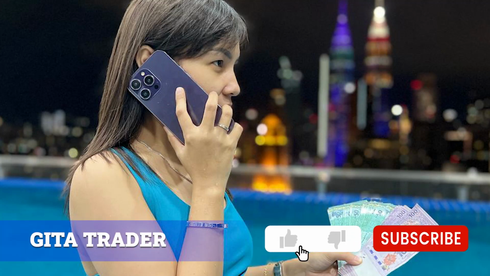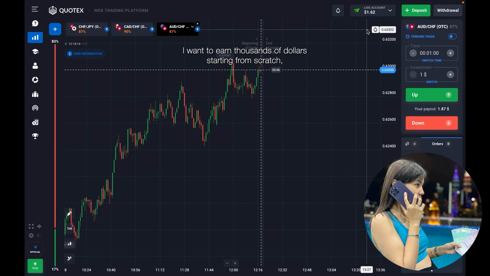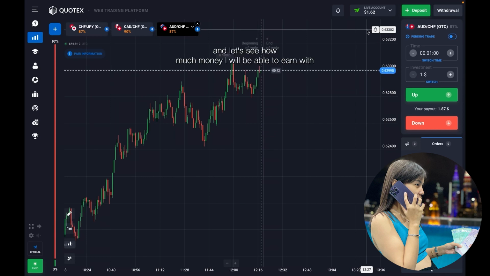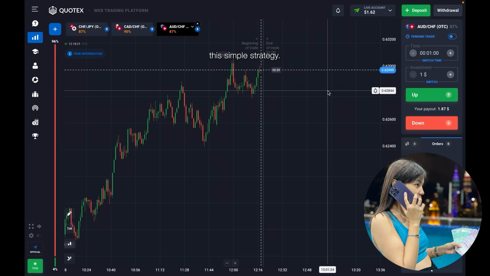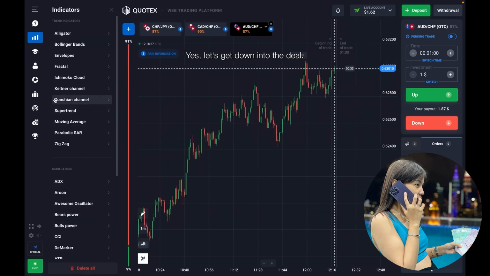Many people call me a broad trader, and today I will show you the reason why I have such a high title. Look, I have just $1 on my account and I'm going to take this challenge. I want $20,000 starting from scratch, from $1 in my initial investment, and let's see how much money I will be able to earn with this simple strategy. So let's quickly set up indicators and get down to the deal.